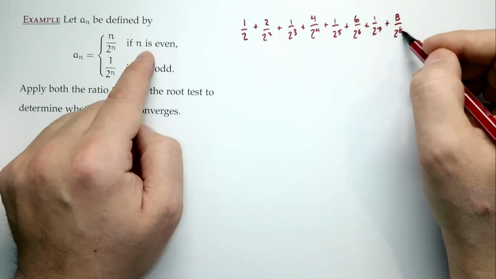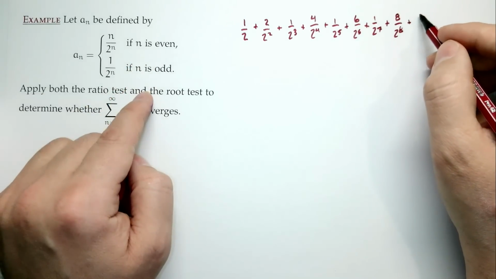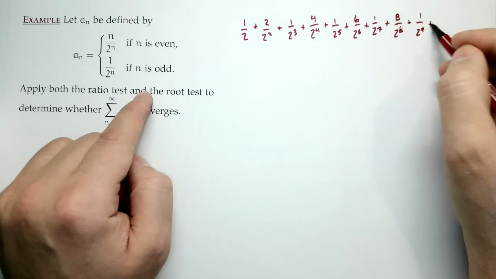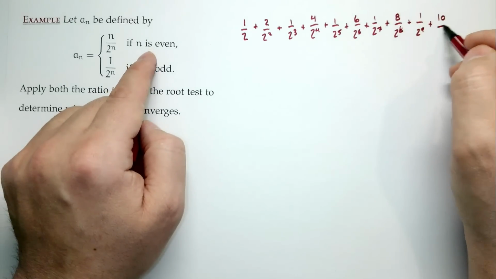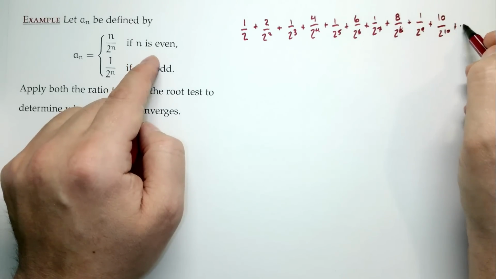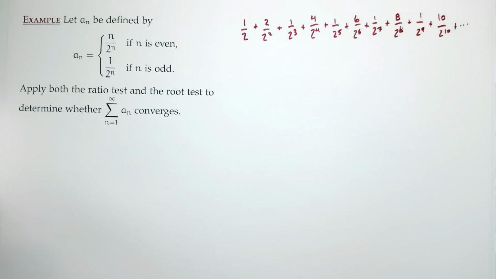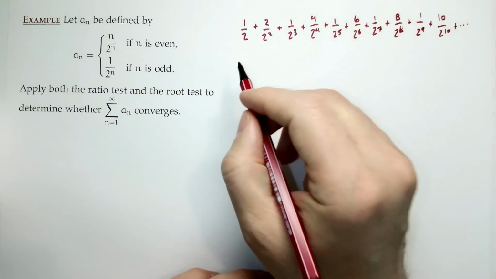Now, what do you see? Well, what you see is that there's a lot of numbers here. What are we trying to get at? Okay. So suppose we were applying the ratio test.